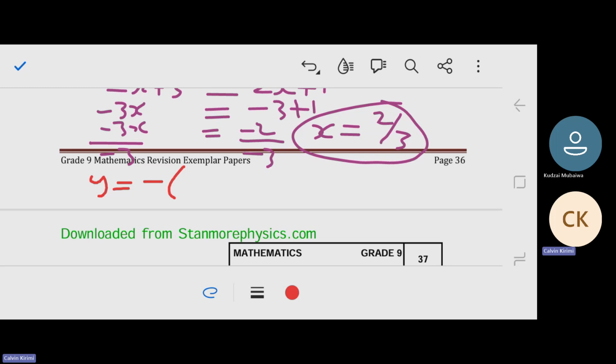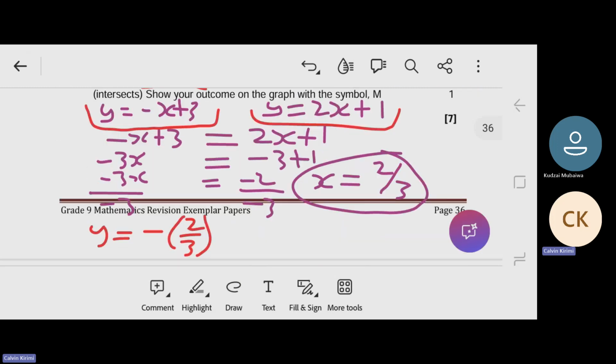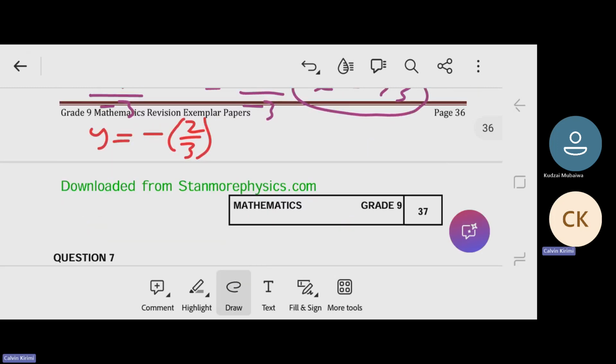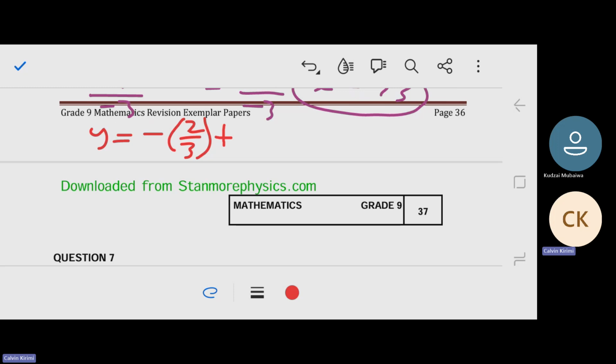Y is equals to minus x, x is 2 over 3, plus 3. We want to solve for y. So in other words, your y using your calculator is equals to 2 and 1/3.